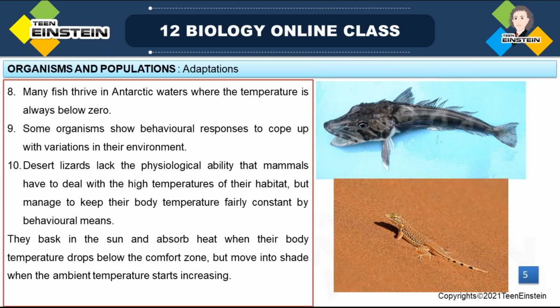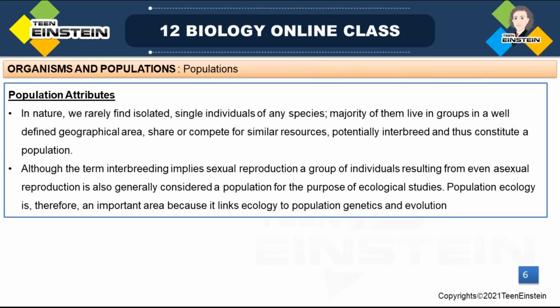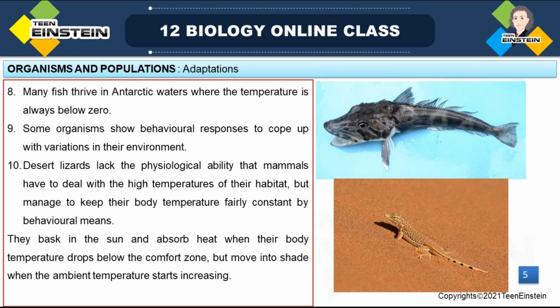So these are the examples for adaptations. Next we are moving to populations. All these examples are very important about adaptation. Whichever examples, there is physiological, behavioral and morphological, all kinds of adaptations are there. So all examples are very, very important.